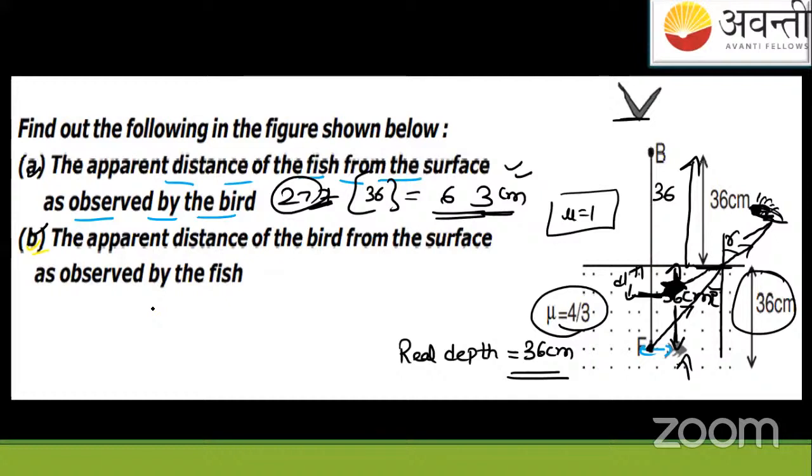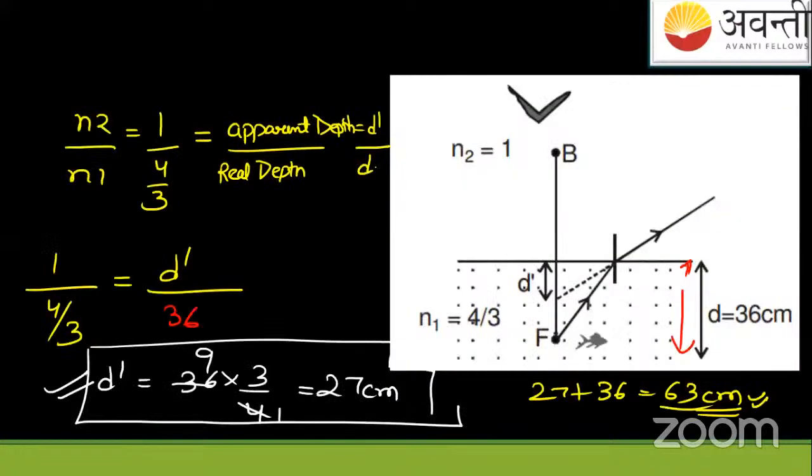Now it is asking the reverse thing. That is, if the fish is observing the bird, what will be the apparent distance of the bird from the surface as observed by the fish? Now this is the question. वो कितना होगा? It's opposite now. Okay, so let us see this also. For this, I'll reverse the formula. I just have to reverse the mediums.